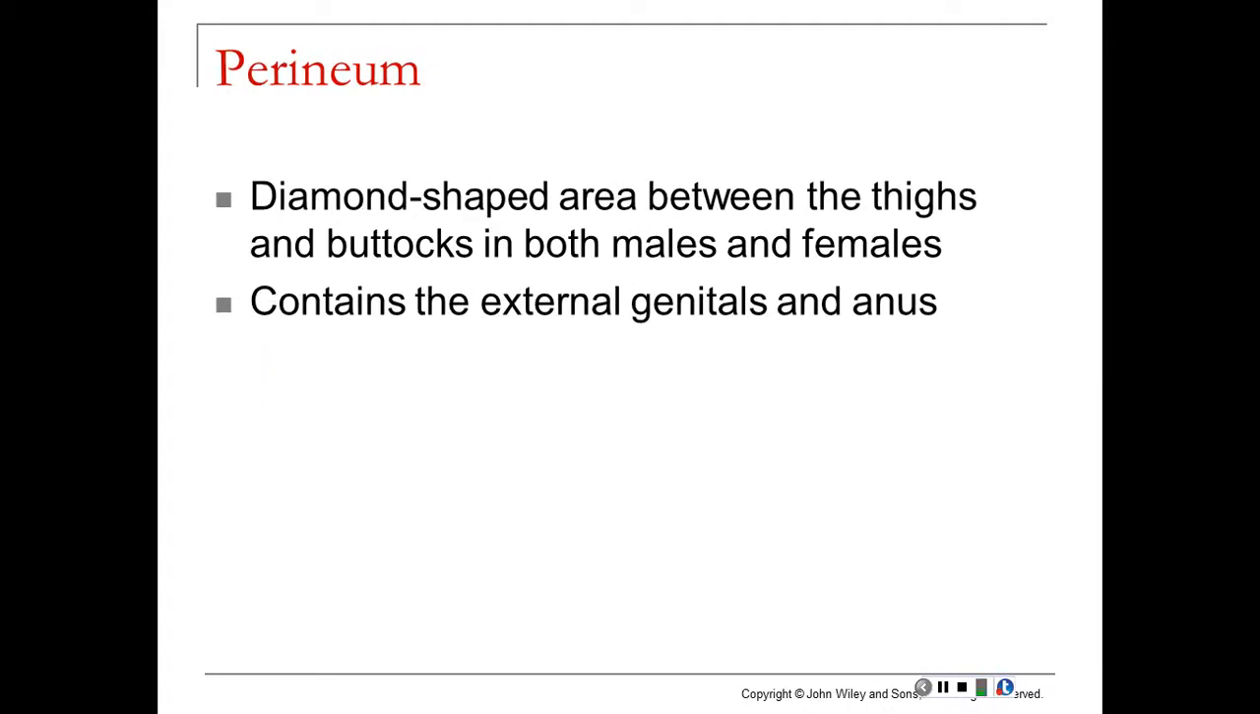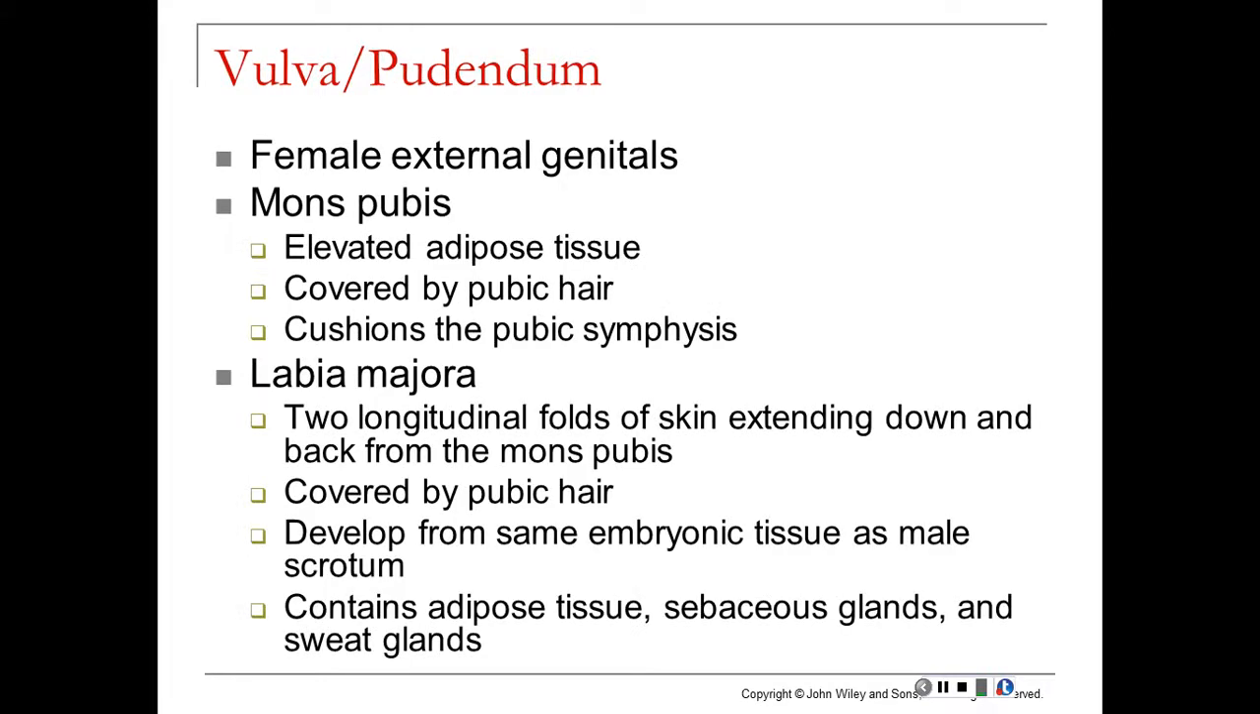The perineum is the small diamond-shaped area between the thighs and buttocks in males and females. It contains the external genitals and the anus. The vulva are the specialized female external genitals. So this includes the mons pubis, which is the elevated adipose tissue on the ventral surface of the female. It's covered by pubic hair. It cushions the pubic symphysis.